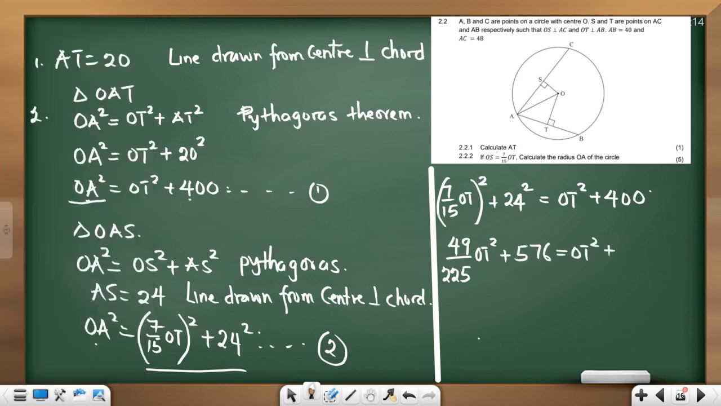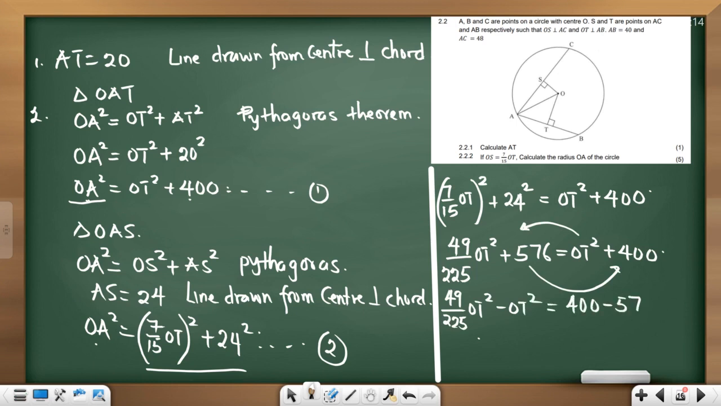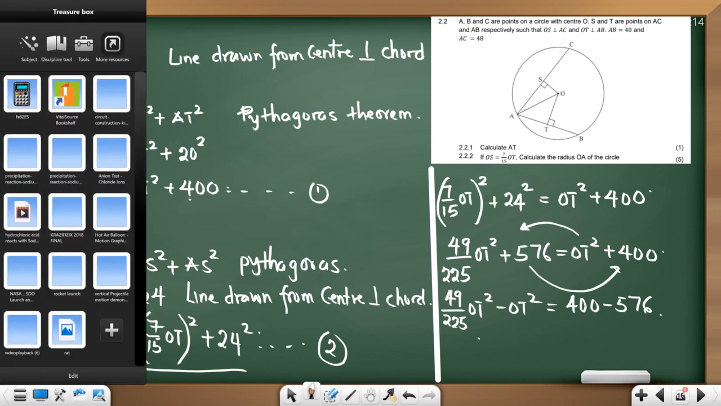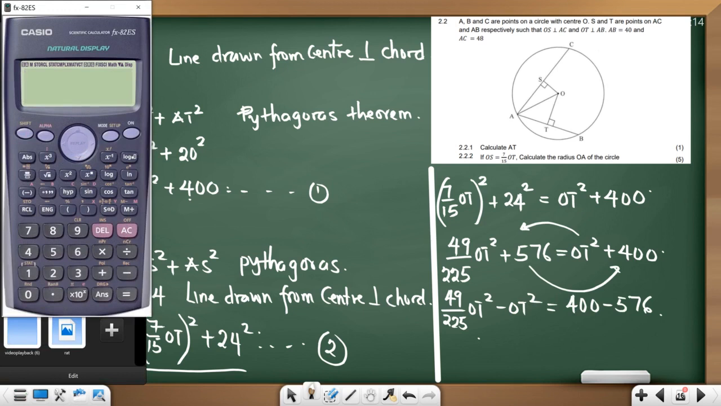Equals to OT squared plus 400. Okay, can I rearrange? We bring that there and take that there. So 49 over 225 OT squared minus OT squared equals to 400 minus 576. Interesting. Now, if you use your calculator there, 49 minus 225, you do it your way, minus 176.